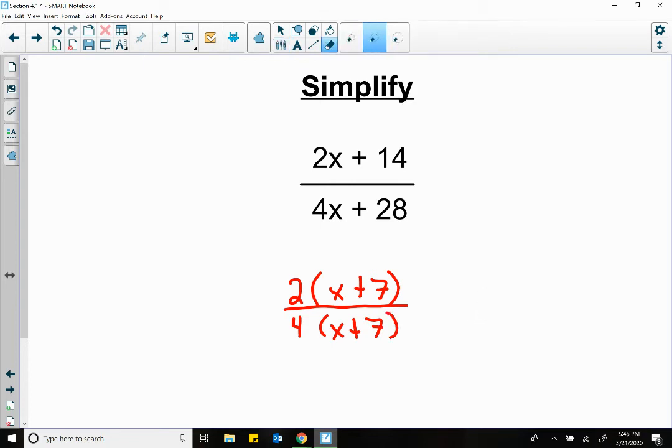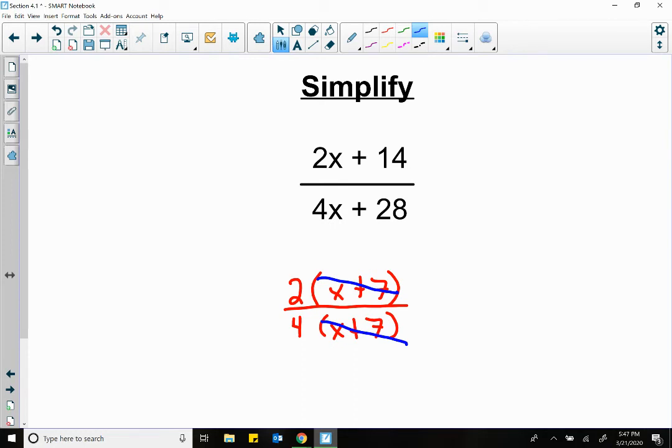Now we can look at crossing stuff off. Is there anything in common from the top to the bottom? Absolutely. These x plus 7's can now cancel out, because I'm canceling out the whole x plus 7. See how it matches from top to the bottom? These two match, so I can cancel all of it out. I took out that entire family.